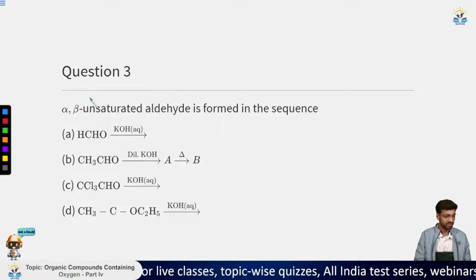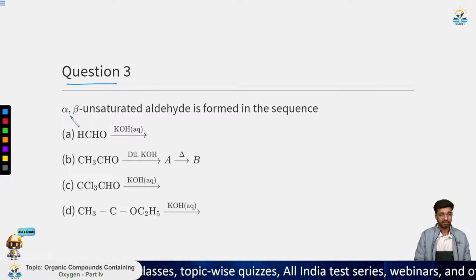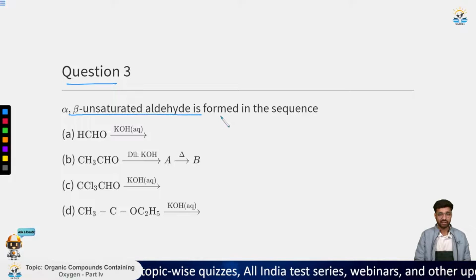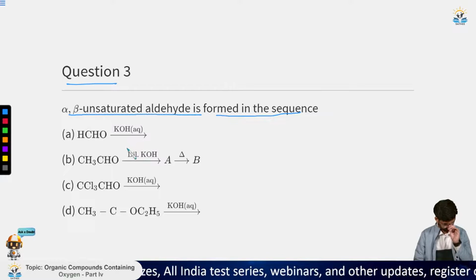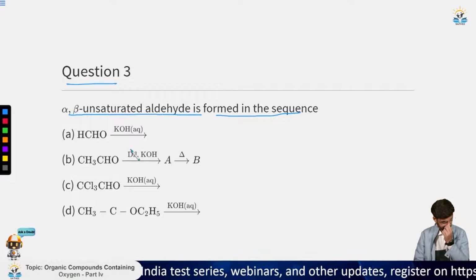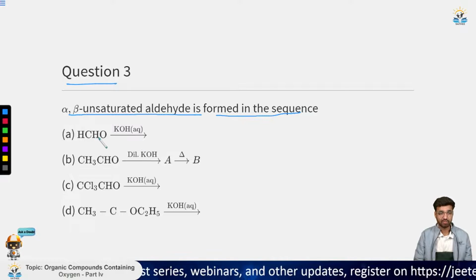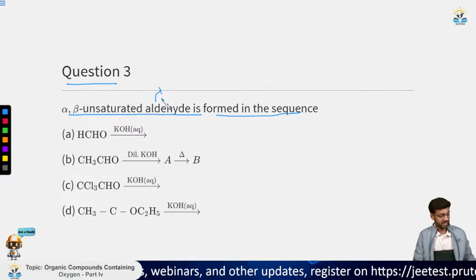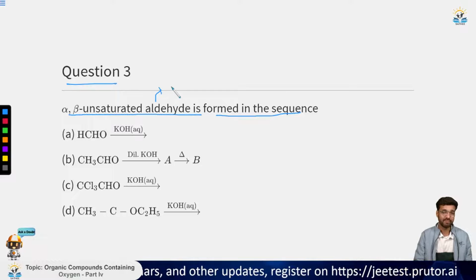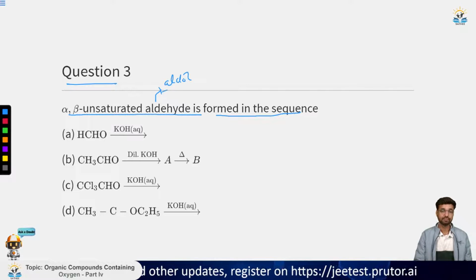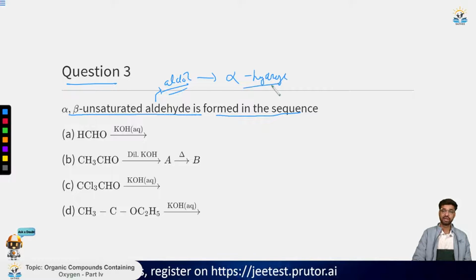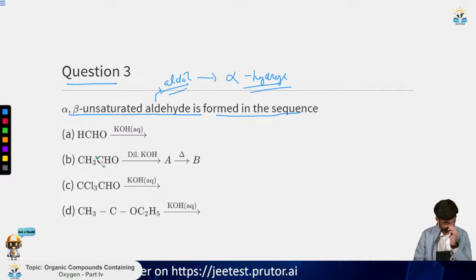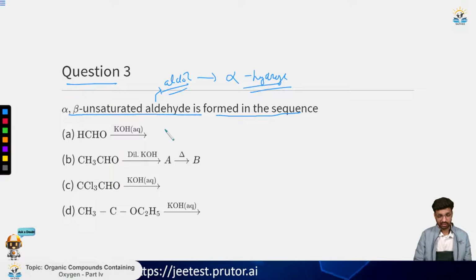Then next we have question number 3. We are taking an alpha beta unsaturated aldehyde formed in the sequence. Which one will give the alpha beta unsaturated aldehyde? This will not give you. Which reaction gives us an alpha beta unsaturated carbonyl? Aldol reaction. Now the aldol reaction should have alpha hydrogen. This is the first criterion. If you see here, it will not give the aldol reaction because it has no alpha hydrogen.